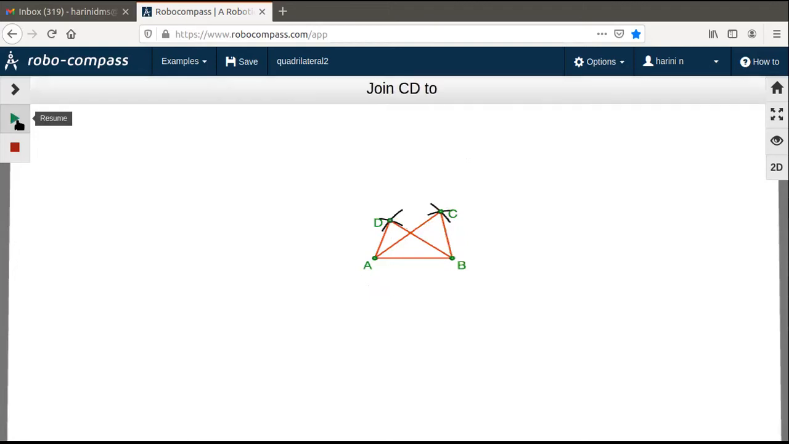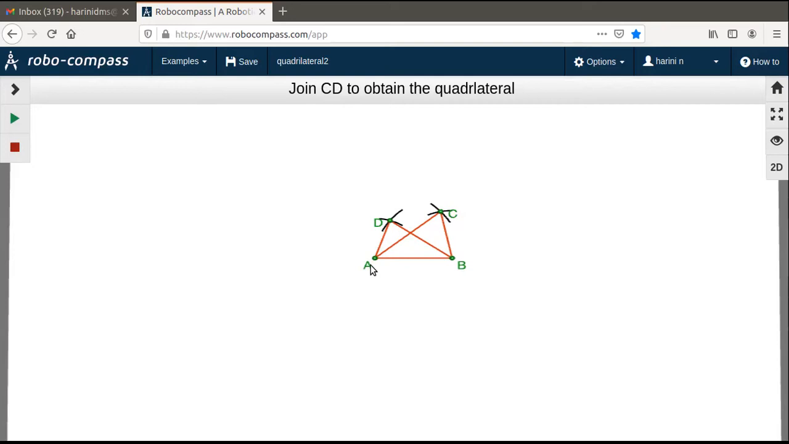What should you do to complete the quadrilateral? Now, if you join C and D, your quadrilateral ABCD will be ready. So, as simple as that. By drawing two triangles ABC and ABD with a common base AB, you are able to locate the third vertex C and the fourth vertex D of the quadrilateral.